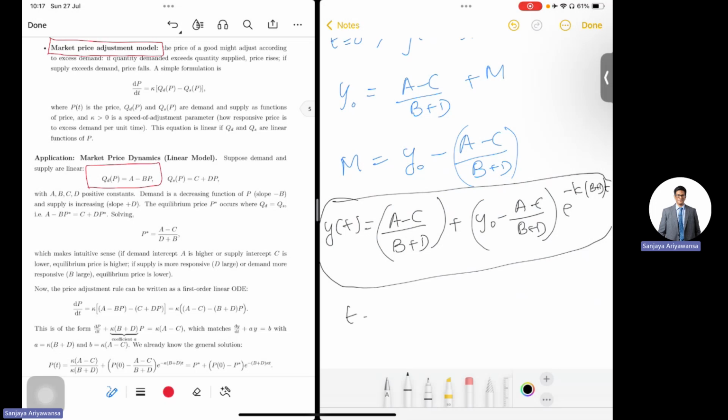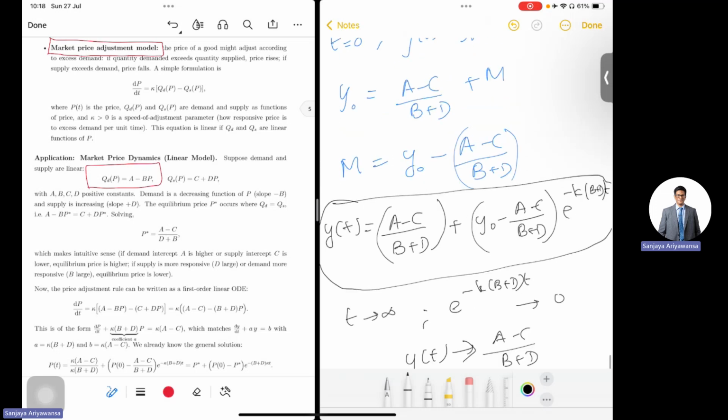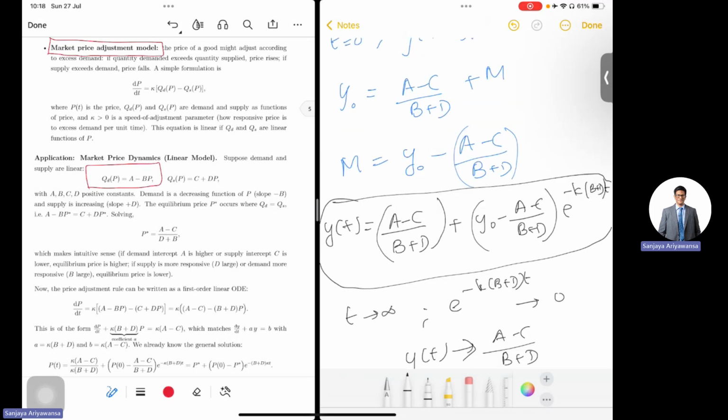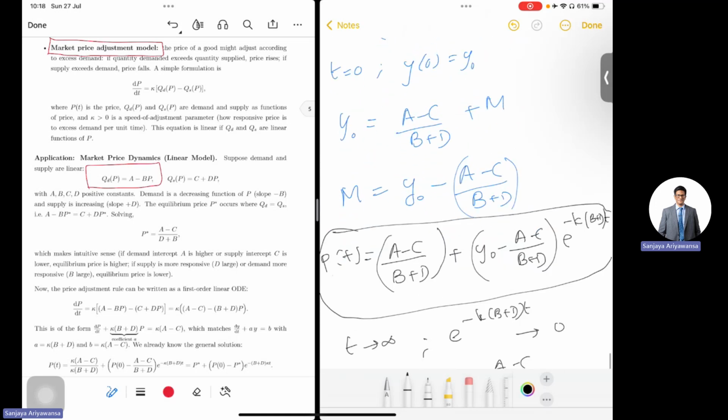when t goes to infinity, e to the power minus k(b plus d)t goes to 0, and you're left with y of t going to (a minus c) over (b plus d), which is, sorry, this is not y of t actually. This should be the price function. See, these are some of the mistakes that you can make because you're so used to writing y of t.